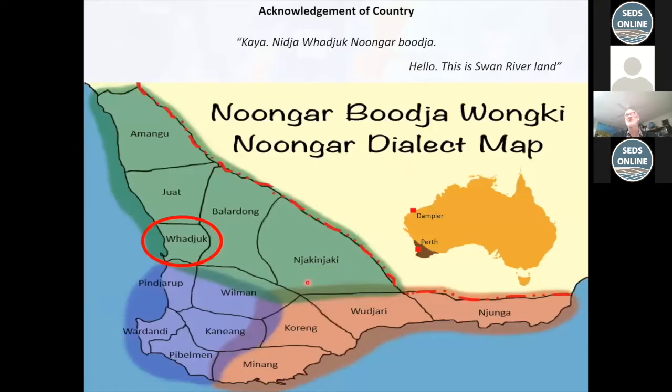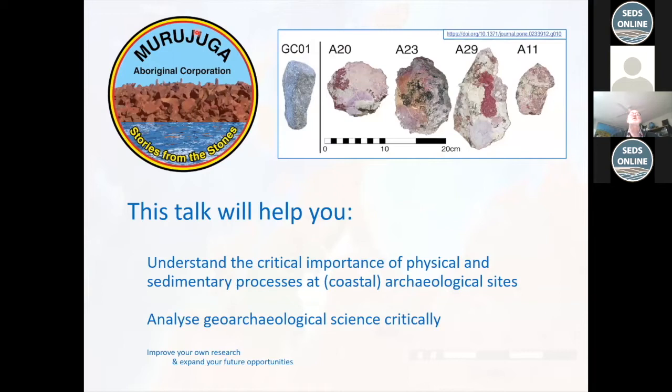In Australia, it's traditional to do an acknowledgement of country. So Kaya, Nija, Wajuk, Noongar, Budja, which means hello, this is Swan River land. The Noongar people have a large territory across the southwest of WA, and we're in the Wajuk area. And 1,200 kilometres to the north of us is Dampier, which is the area that we're going to talk about today, which is called Murujuga, which is where the Aboriginal Corporation is. Stories from the stones. We'll be discussing some of those stones, and some of the stones are artifacts. These, we'll come to those.